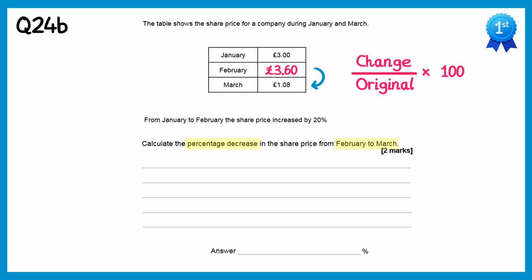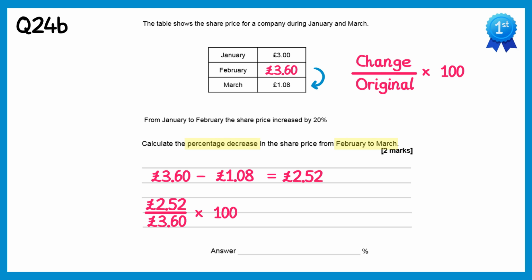So first of all, we'll work out the change in the share price. It started at £3.60 and now it's £1.08, so we'll take away £1.08, which gives you £2.52. So that's the change. We can then use the formula, change over original, so £2.52, divide by the original price, which is February's price of £3.60, and then times by 100. If you type this into your calculator, you'll get a 70% decrease.